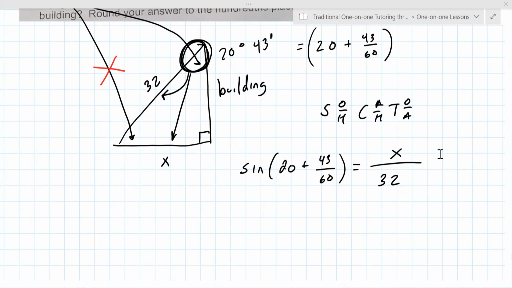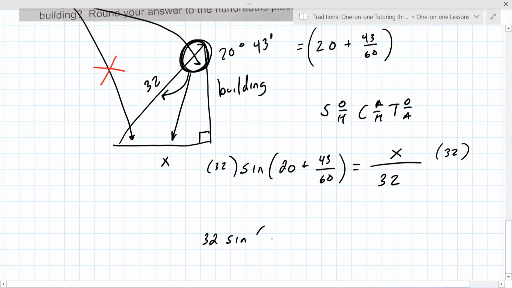So to solve for x, you multiply both sides by 32. So you get 32 sine of 20 plus 43 over 60. And you can enter it all in your calculator at one time. That would be the most efficient way to do it. I will do it as well. See what we get as a final answer.